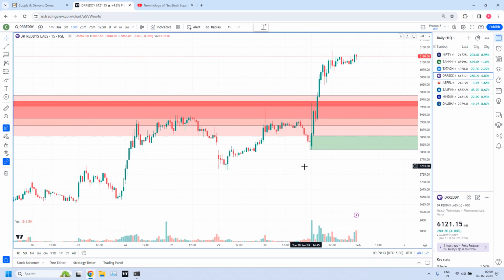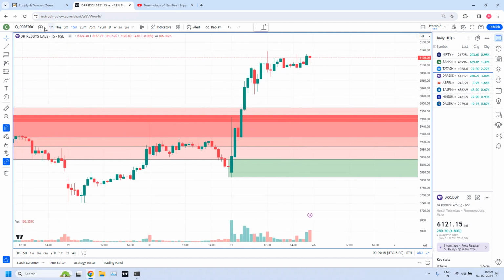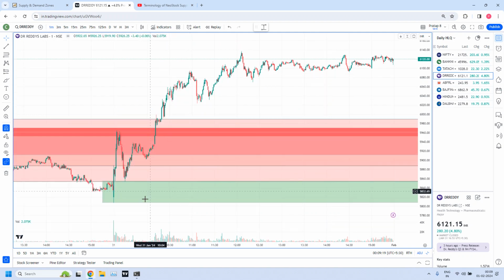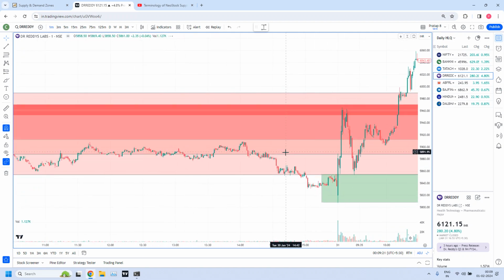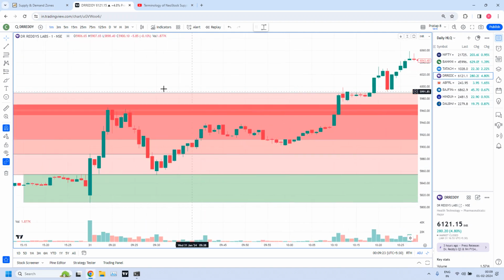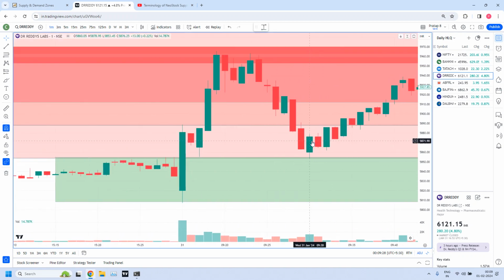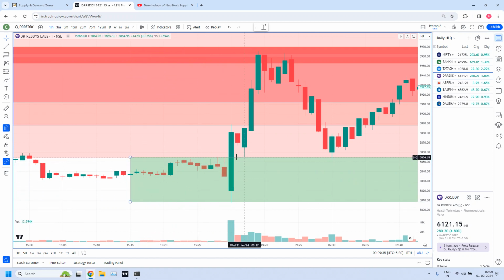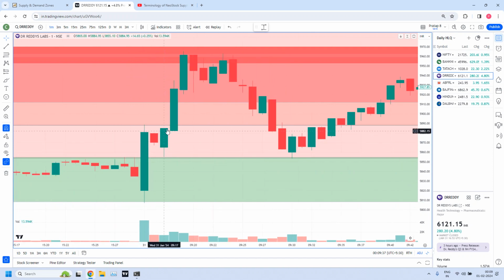And see what happened today. Let me go to 5 minutes or even 1 minute to bring better clarity. See today what happened. Prices went. And the demand is very strong today because the institutions created a new demand zone. This is the new 15 minutes demand zone they created.